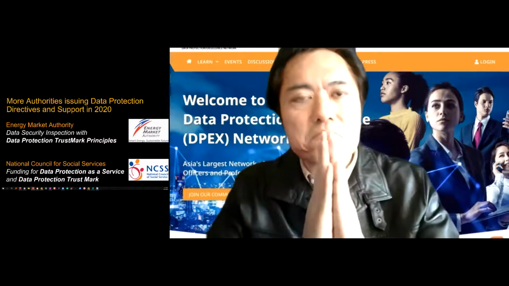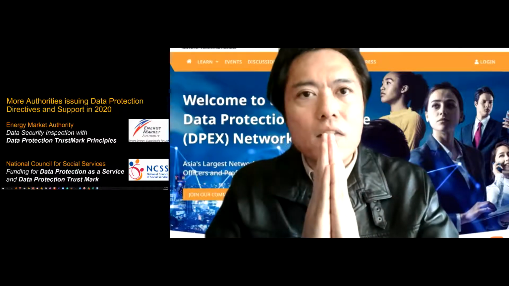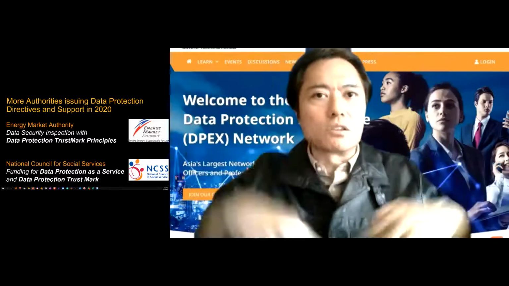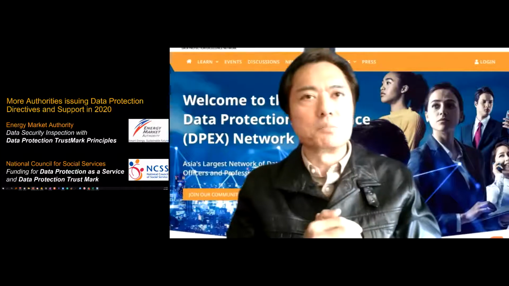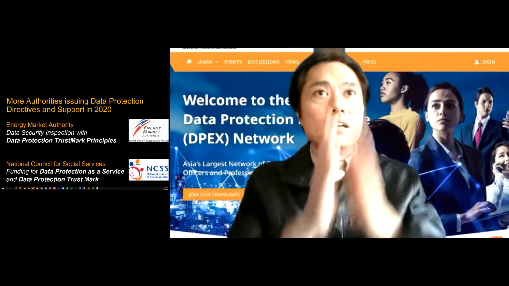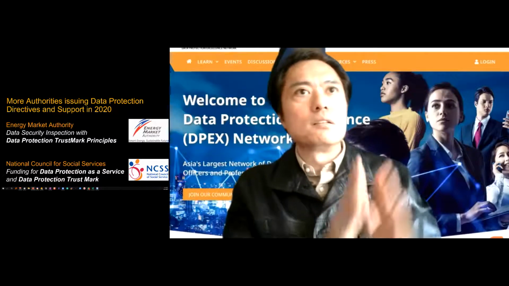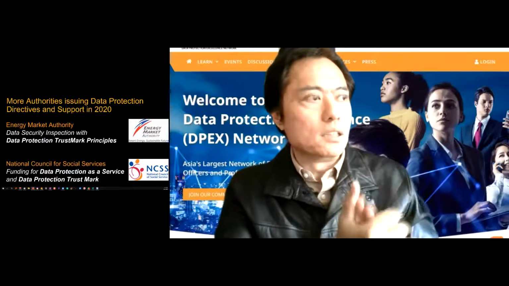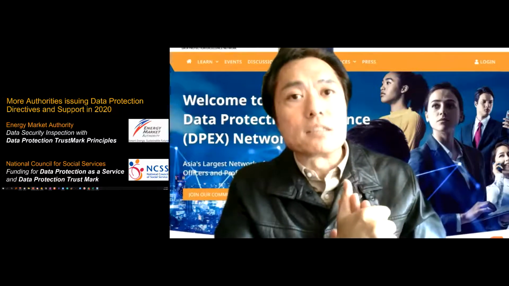Next thing to look at. There are now additional push from vertical industry authorities. I'll give you a couple examples. Just now I showed you MES, right? Another 2 authorities. One is the Energy Market Authority. Some of you have been getting all the alternative electricity suppliers, right, retailers.